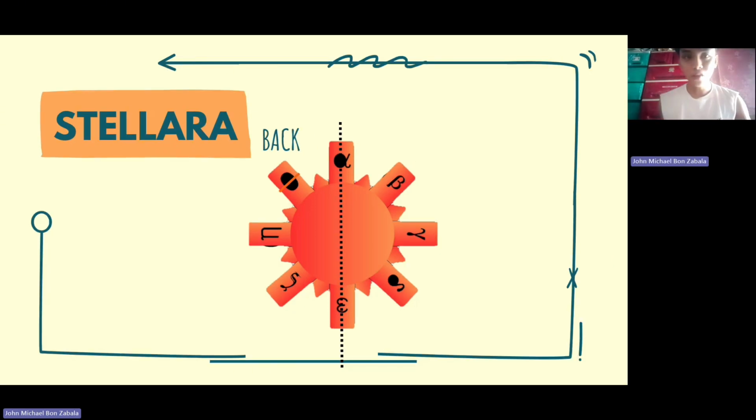For better understanding of our definition of the back of our model Stellara, I'll also explain it. So alpha. The movement of alpha is flip the model vertically. Flip the model vertically. So, ganito po siya. Tapos po, yung flip naman po ng beta po natin is like this. Sa beta po, ganito naman po siya.